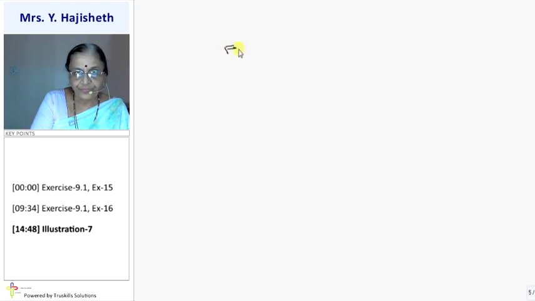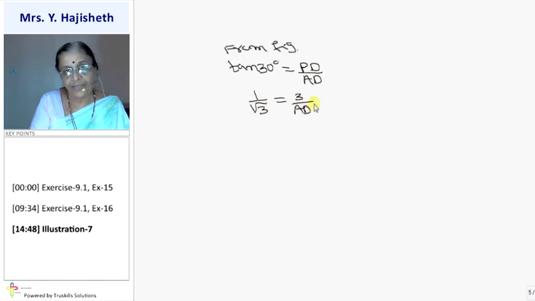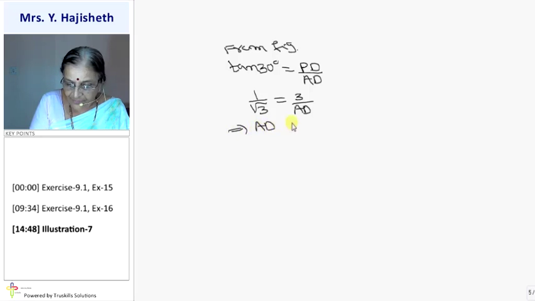From figure, tan 30 is equal to PD upon AD. See from figure. So it is 1 by root 3 is PD is 3. AD I don't know. So naturally my AD will be 3 root 3 meter. AD आ गया. अब tan 45 ले लो.